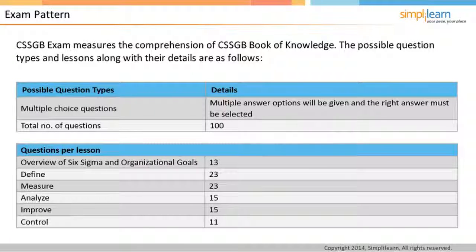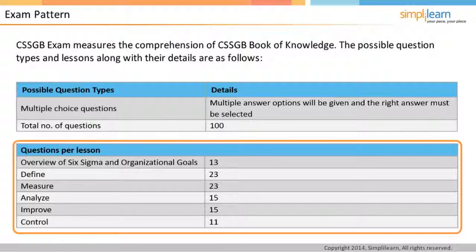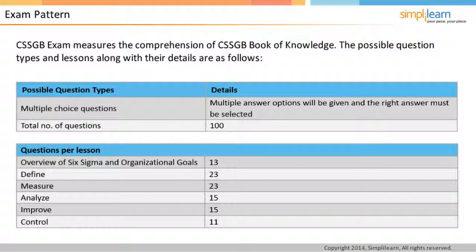The CSSGB exam measures the comprehension of CSSGB Book of Knowledge. There will be multiple choice questions with multiple answer options given, wherein the right answer must be selected. The total number of questions will be 100. The possible number of questions per lesson is listed on the screen. Please go through the same. In the next screen, let us learn about CSSGB exam.